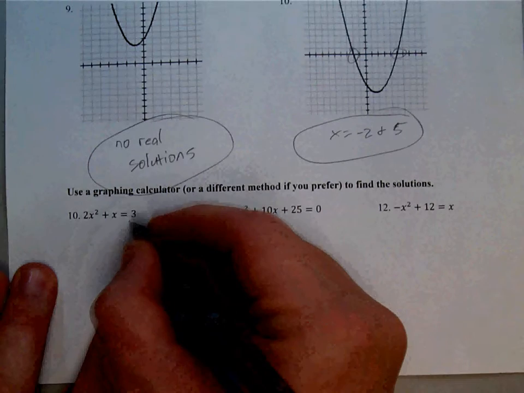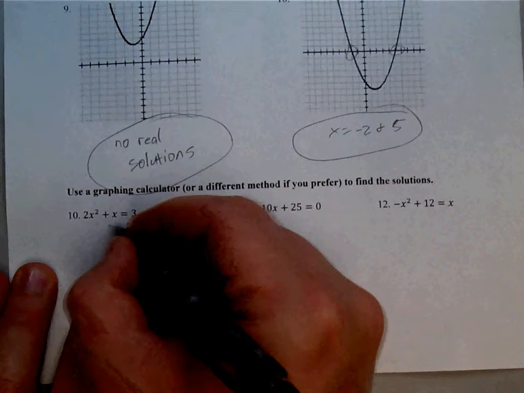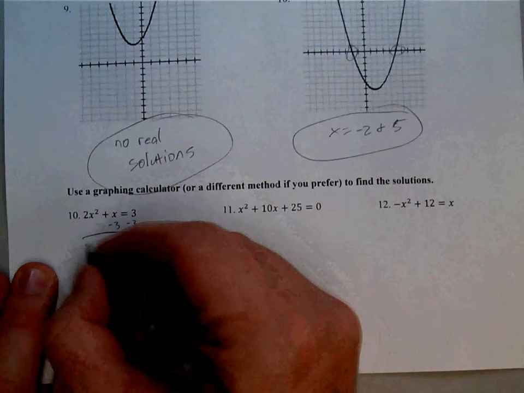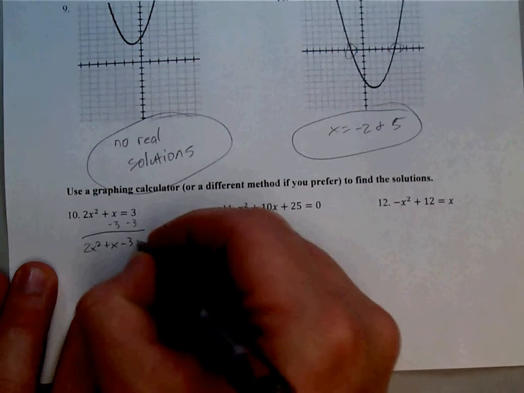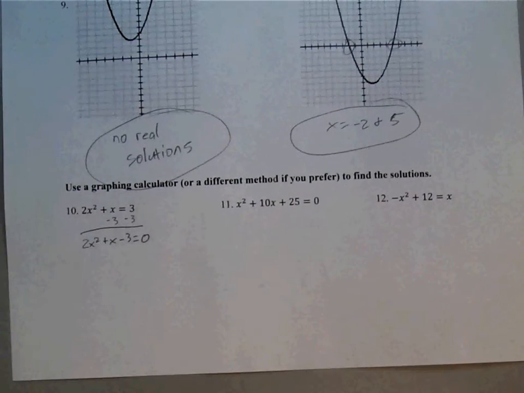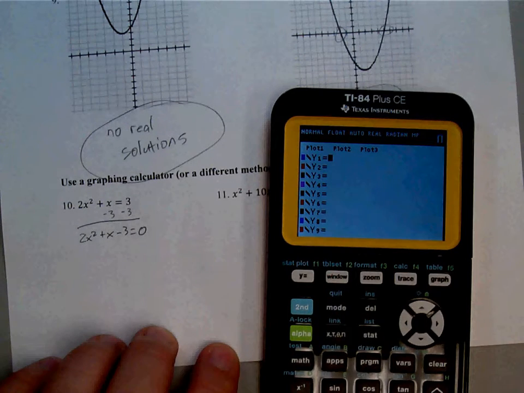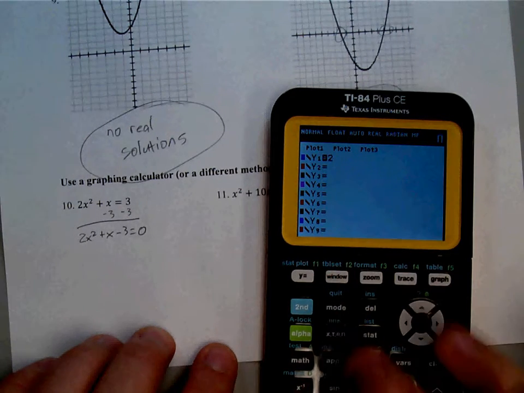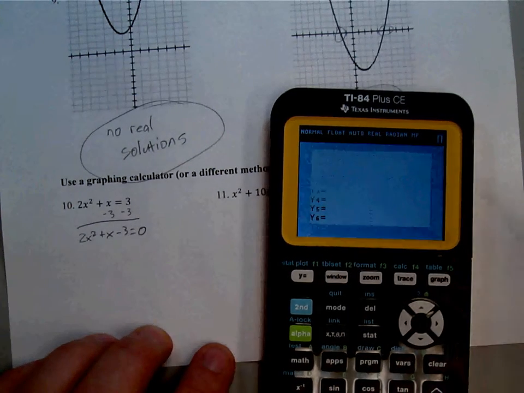So number 10, I want to move that 3. It's a positive 3, so to move it I have to subtract 3. So I get 2x squared plus x minus 3 equals 0. So I will type that into the calculator, under my y equals: 2x squared plus x minus 3. I will graph it.